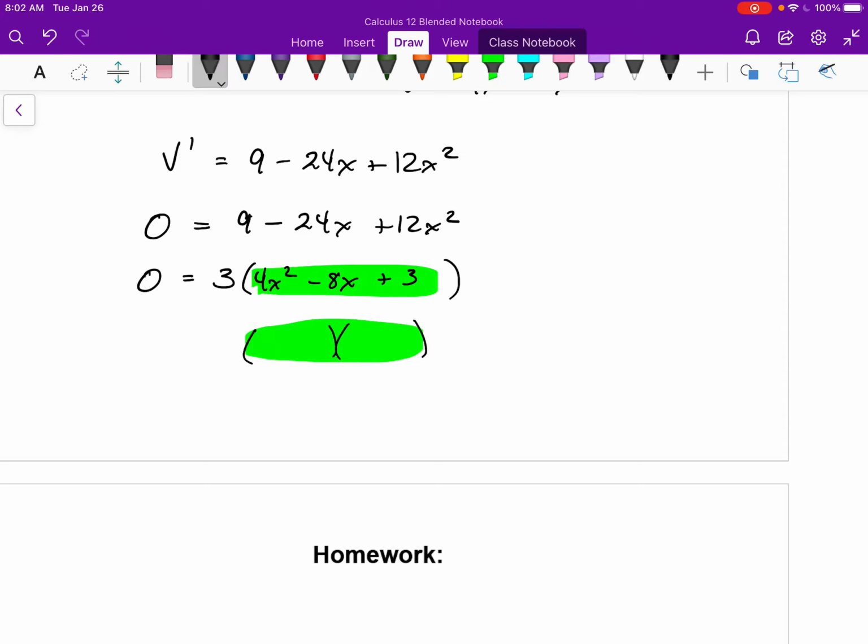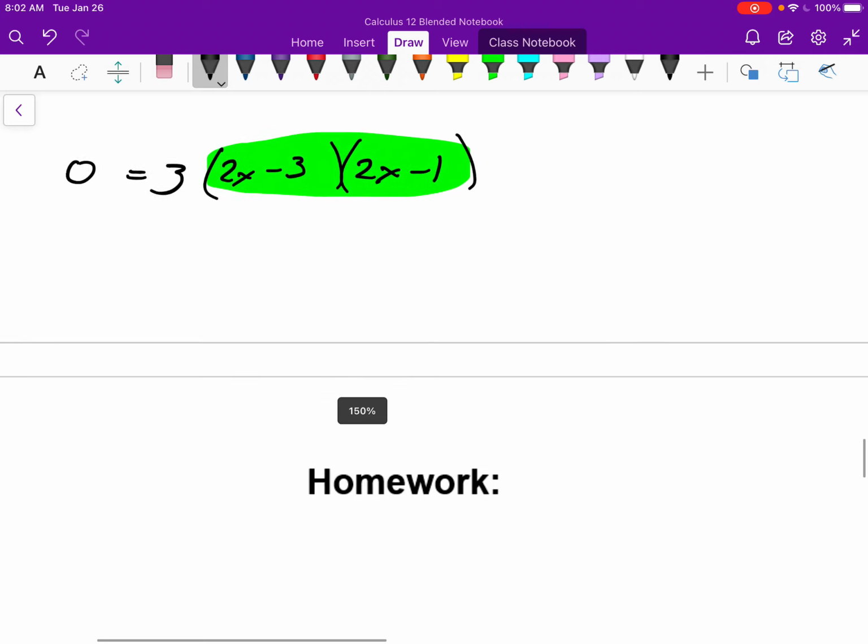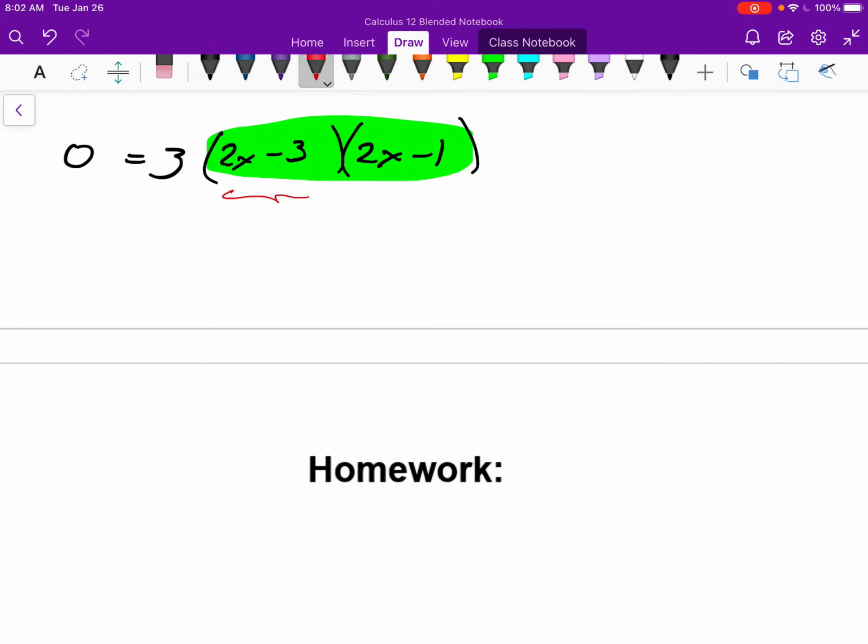2 factors into being 2x minus 3 and 2x minus 1. Which means, if I analyze my factors, I can see my 2 critical points: when x equals 3/2 and when x equals 1/2. Okay, so I have 2 critical numbers here. So I found my critical numbers. What do they represent?